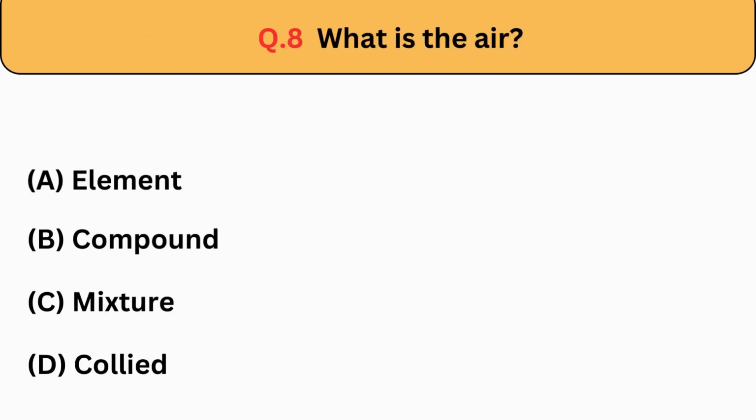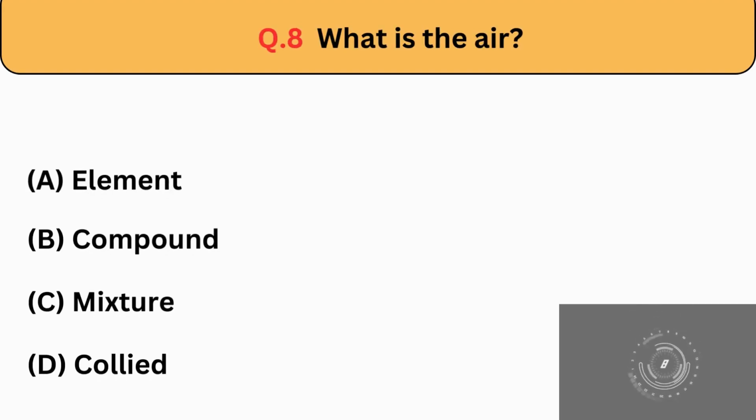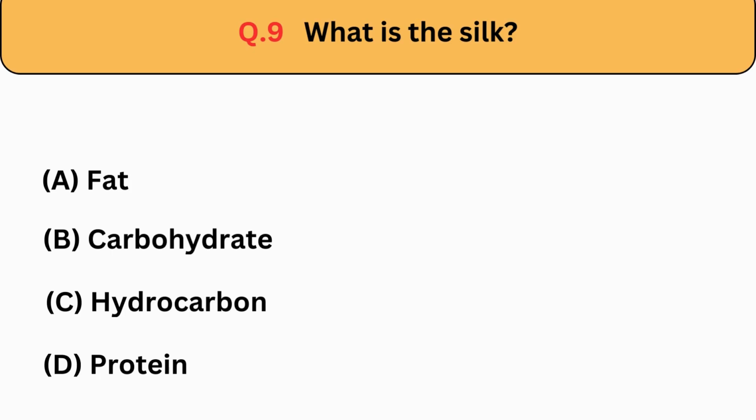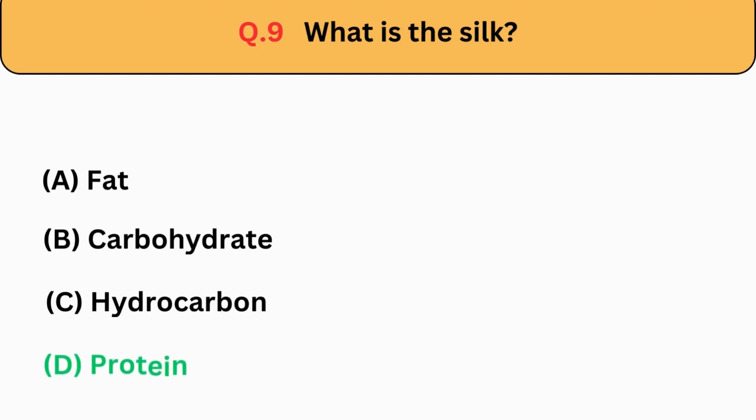What is the air? Option C, mixture. What is silk? Option D, protein.